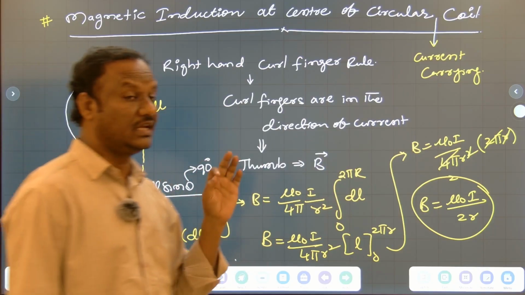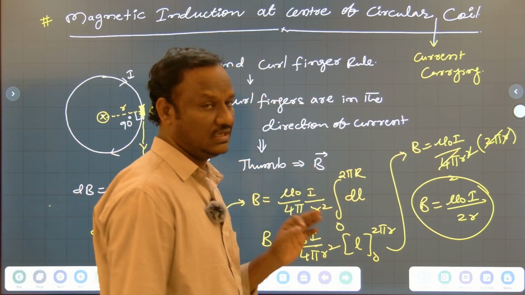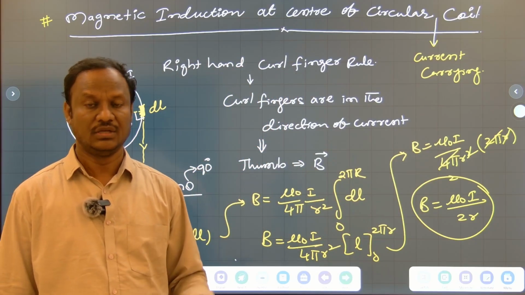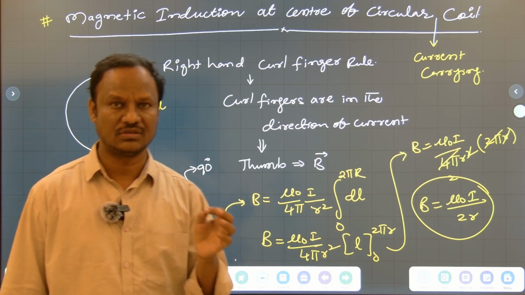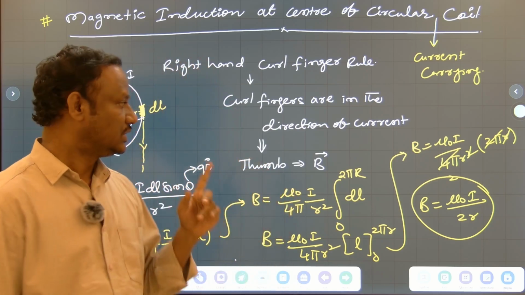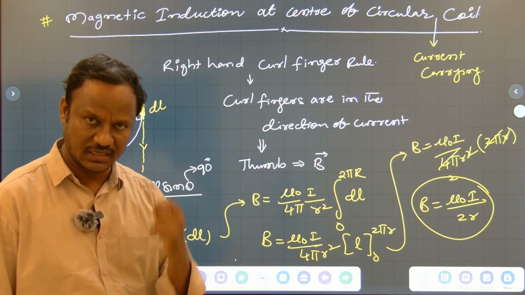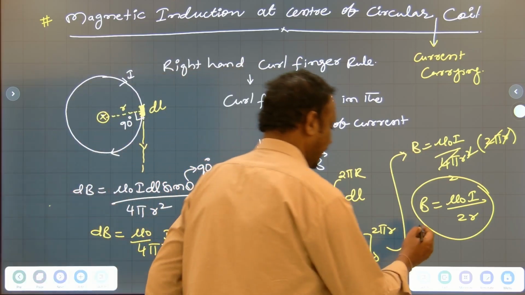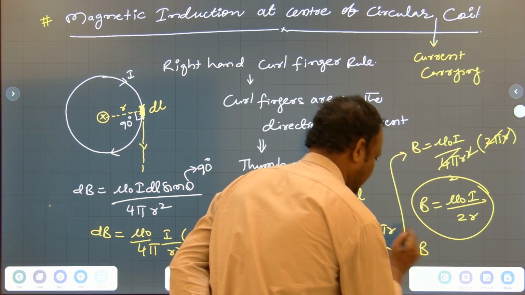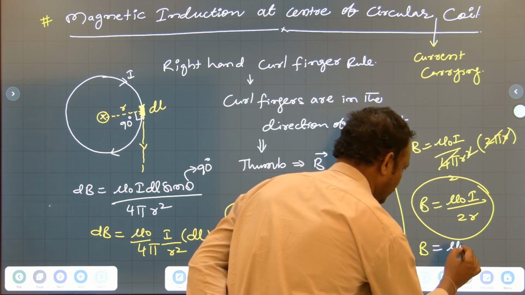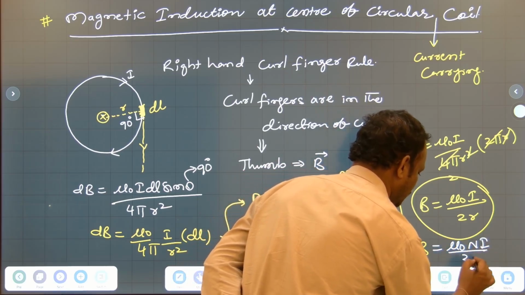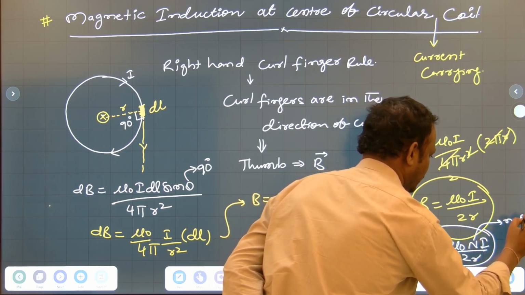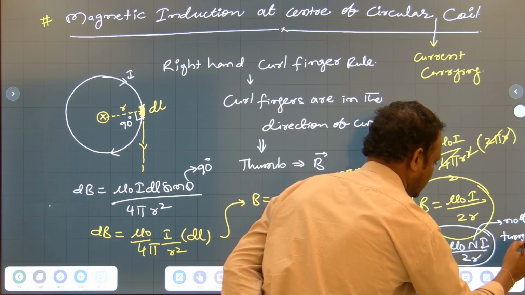If you write for N number of turns, next we will see about the solenoid. You must be clear on the two terms, small n and capital N. Small n is the number of turns per unit length, and capital N is the number of turns. So for N turns, B is equal to mu naught N I by 2r, where N is the number of turns.